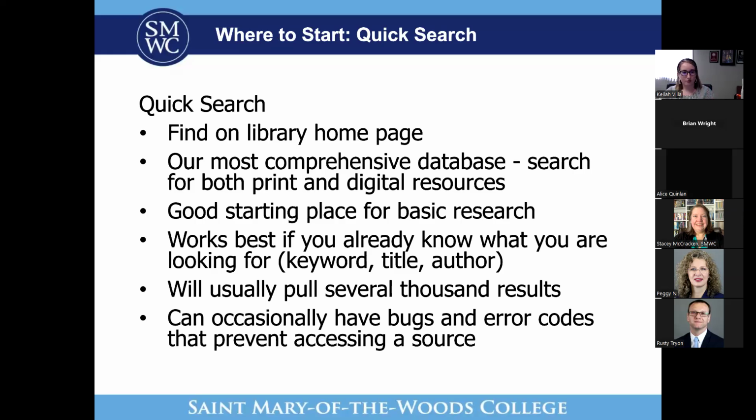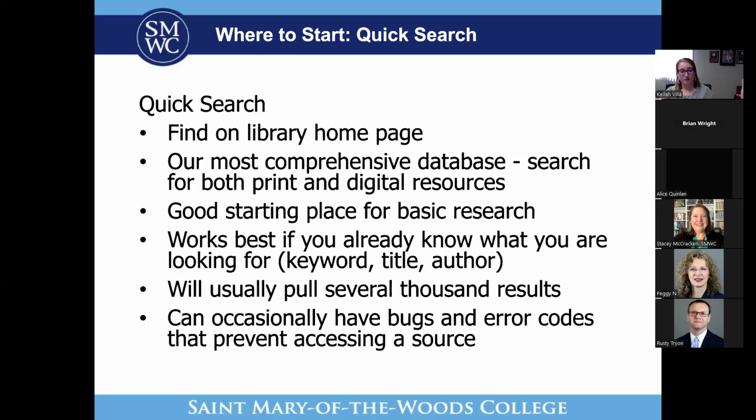So I just want to walk through Quick Search before I actually show it on the screen. But with Quick Search, you're going to find this on the library homepage, and it is our most comprehensive database. So it searches for everything. You're going to be able to find print and digital resources from many of our databases, even places that the library does not own, which again will bring into that interlibrary loan access. So it's a really great starting place for basic research. And it works best if you already know what you're looking for.